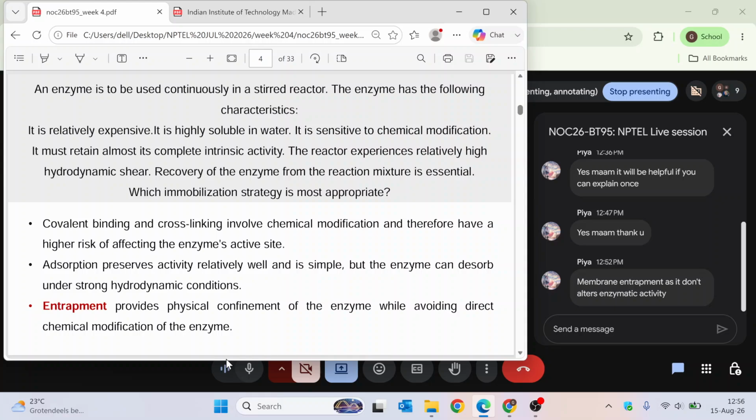So it's clear that you will not choose any chemical modification technique, but within the physical, you predominantly have adsorption and entrapment. And when you talk about this high hydrodynamic shear, then you end up choosing membrane entrapment.